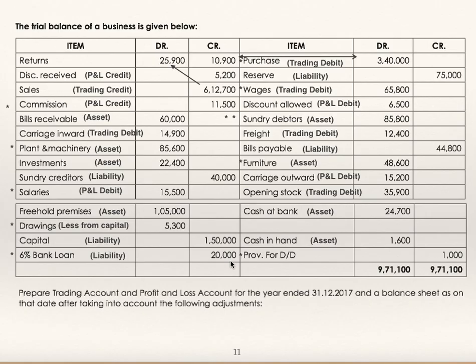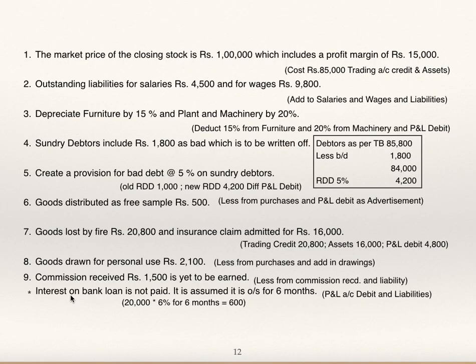See, bank loan is a liability, but you are supposed to pay interest on the bank loan at the rate of 6%. But in this trial balance, payment of interest is not given, so we'll assume that interest is outstanding for 6 months, and accordingly the adjustment will be made. This is a hidden or implied adjustment, no specific adjustment is given. Interest on bank loan is not paid, it is assumed it is outstanding for 6 months. So on 20,000 at 6% for 6 months, interest is 600. Two effects are profit and loss account debit, outstanding interest on bank loan 600, as well as it is to be shown on the liabilities side of the balance sheet.